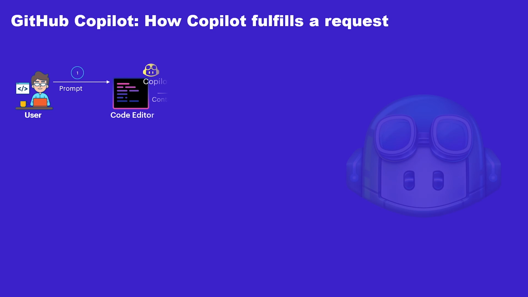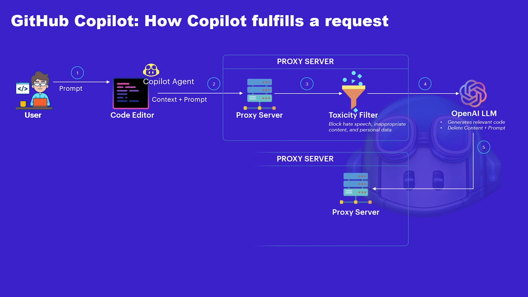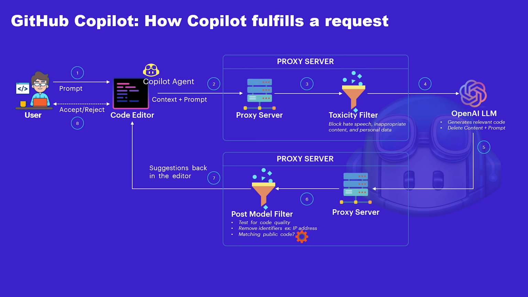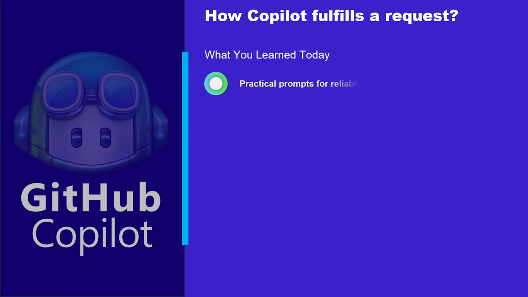So that's how GitHub Copilot works behind the scenes, from prompting and context gathering all the way to content filtering and suggestion generation. We have explored practical prompt strategies to make Copilot Chat a more reliable coding partner. In the next video, we'll break down advanced prompting techniques used by experienced developers to handle more complex scenarios.